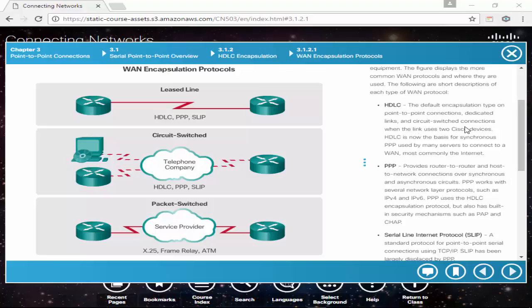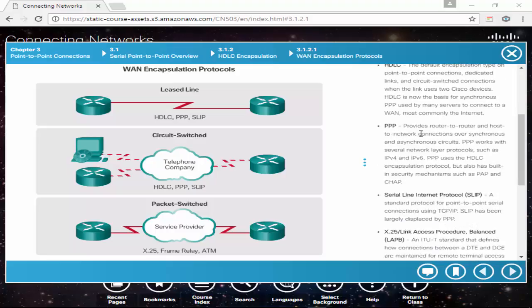Dedicated links and circuit-switched connections. When the link uses two Cisco devices, HDLC is now the basis for synchronous. PPP is used by many servers to connect to the WAN, most commonly the internet. PPP provides router-to-router and host-to-network connections over synchronous and asynchronous circuits. PPP works with several network layer protocols such as IP version 6 and IP version 4. PPP uses HDLC encapsulation protocol, but also has built-in security mechanisms such as PAP and CHAP.